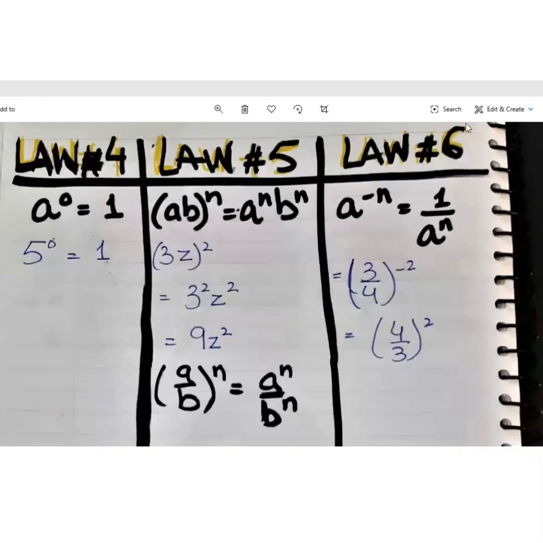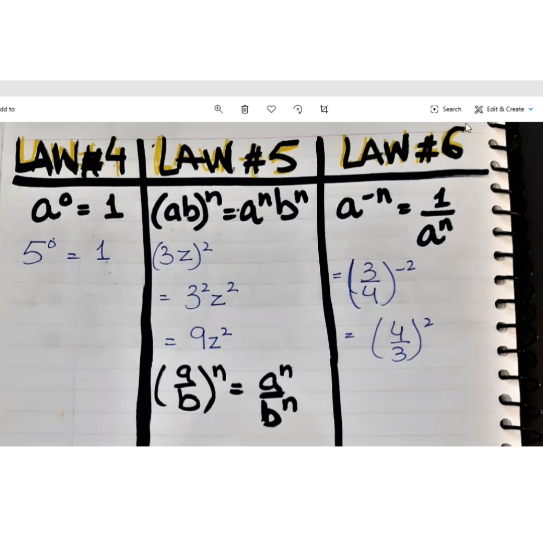Law number 4 states that whenever we raise any base to the power 0, we get 1 as the answer. So 5 raised to the power 0, uska jawab bhi kya hoga? We'll get 1 as the answer. Law number 5 is about whole powers. AB whole power n is equal to A power n times B power n.